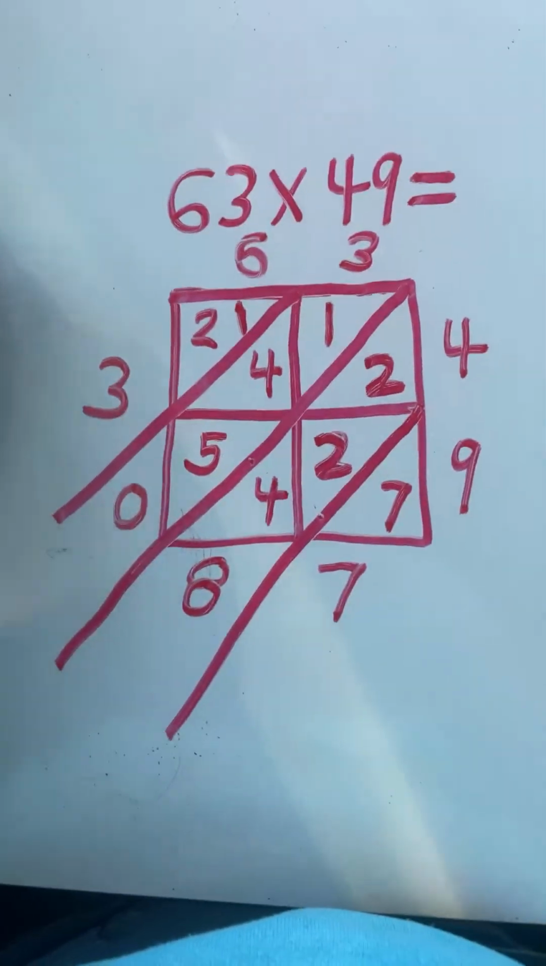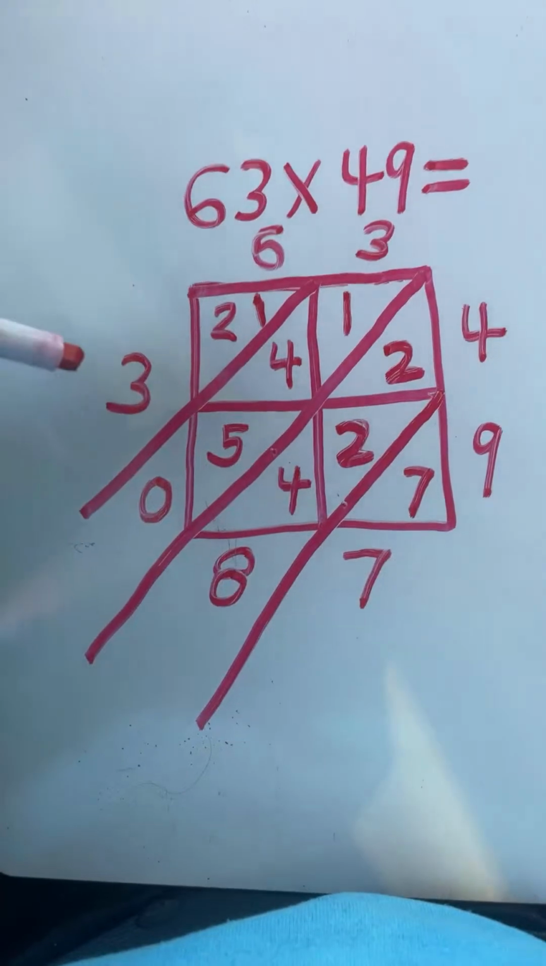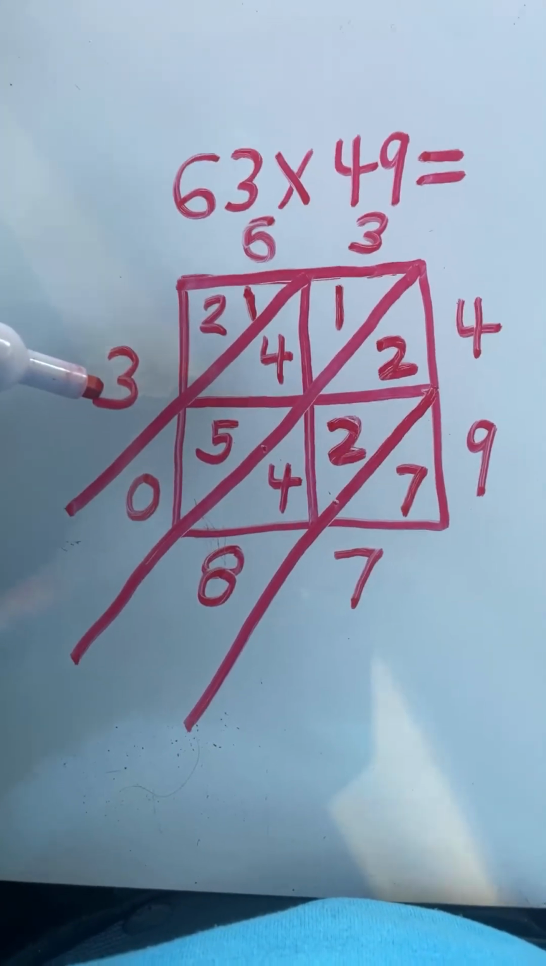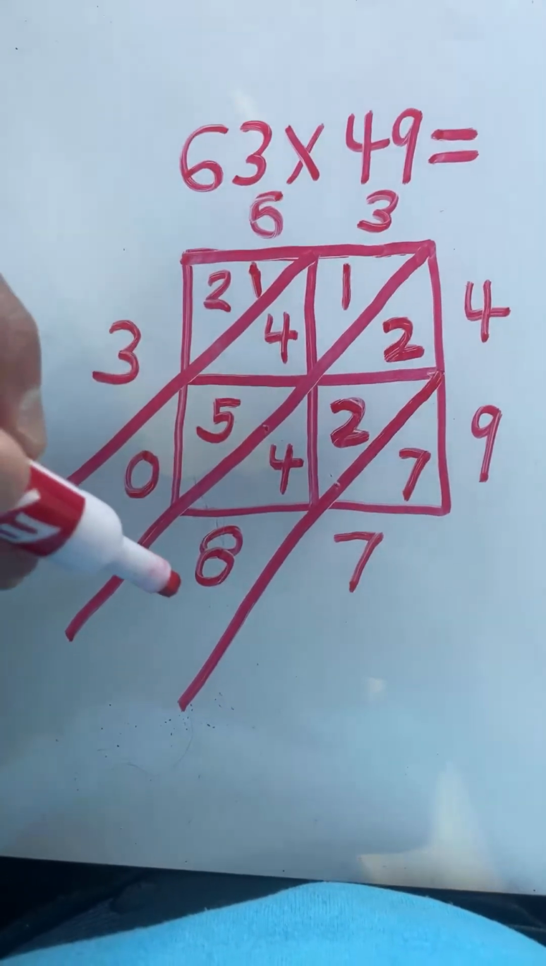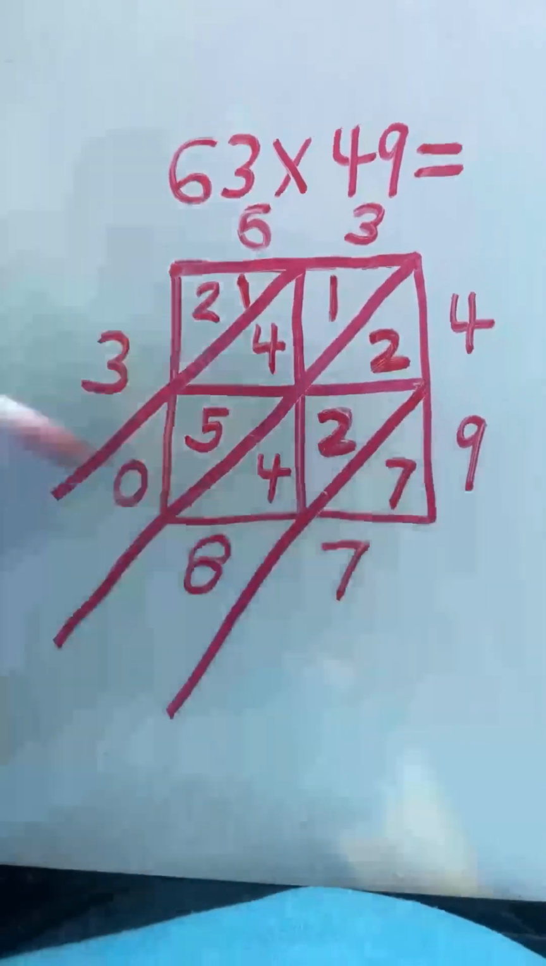So now we have our number. We read the number from left to right. The 3 is in the thousands place. The 0 is in the hundreds place. The 8 is in the tens place. And the 7 is in the ones place.